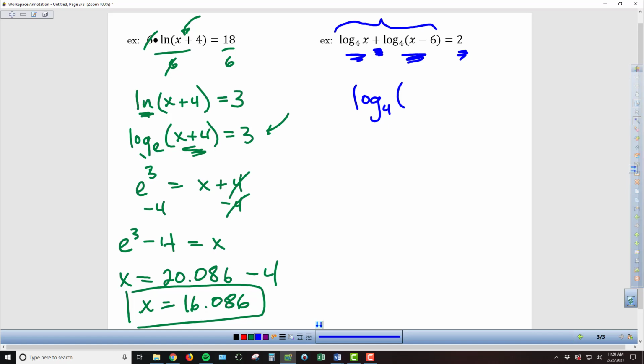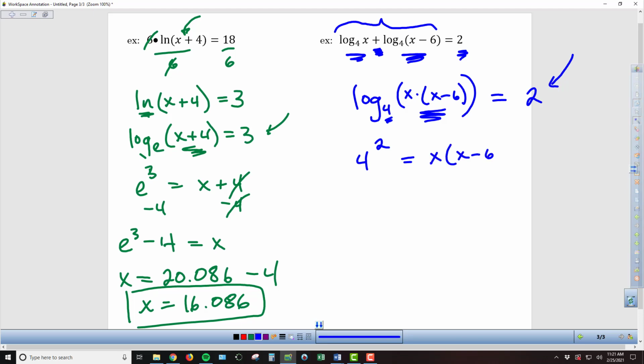And so in this case, it's going to be x times x minus 6. So I'm going to multiply those inputs inside of a single logarithm. We're not going to add those inputs, we're going to multiply them. The sum of two logs means you can rewrite it as a single log with the product of the two inputs. And then that's still going to equal 2. So now we're ready, since we have it down to a single logarithm, to rewrite it in exponential form. So the base of our log becomes the base of our exponential. A logarithm is an exponent, so that becomes our exponent, 4 to the second, equals the input into the logarithm, x times x minus 6.